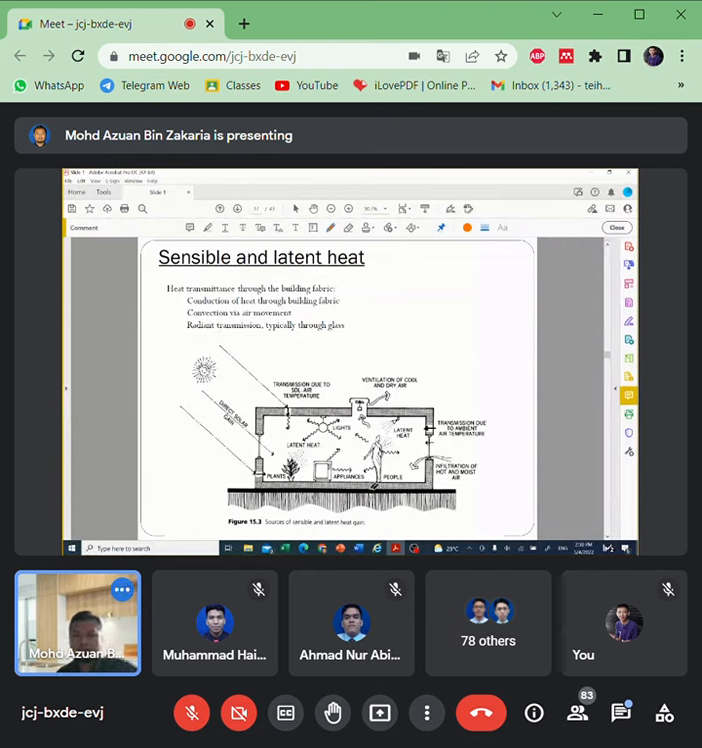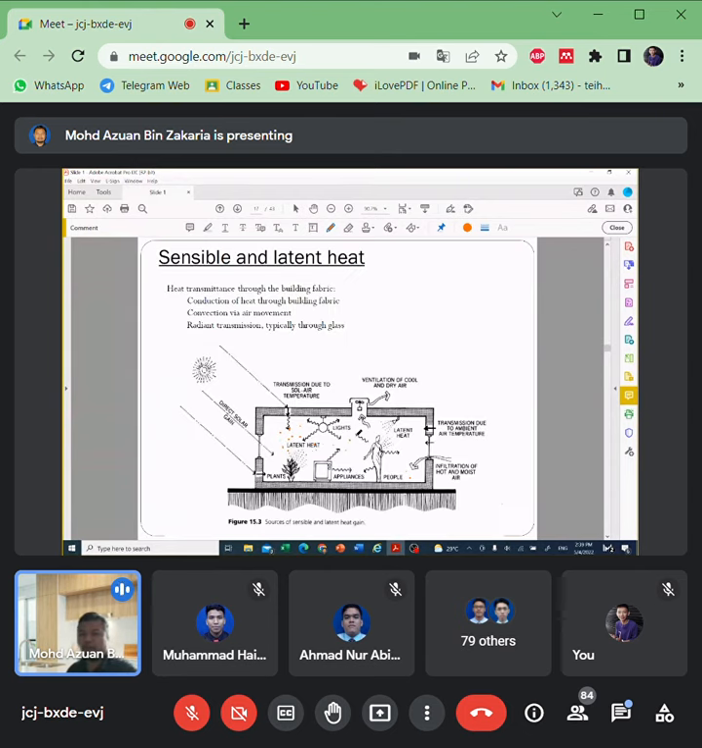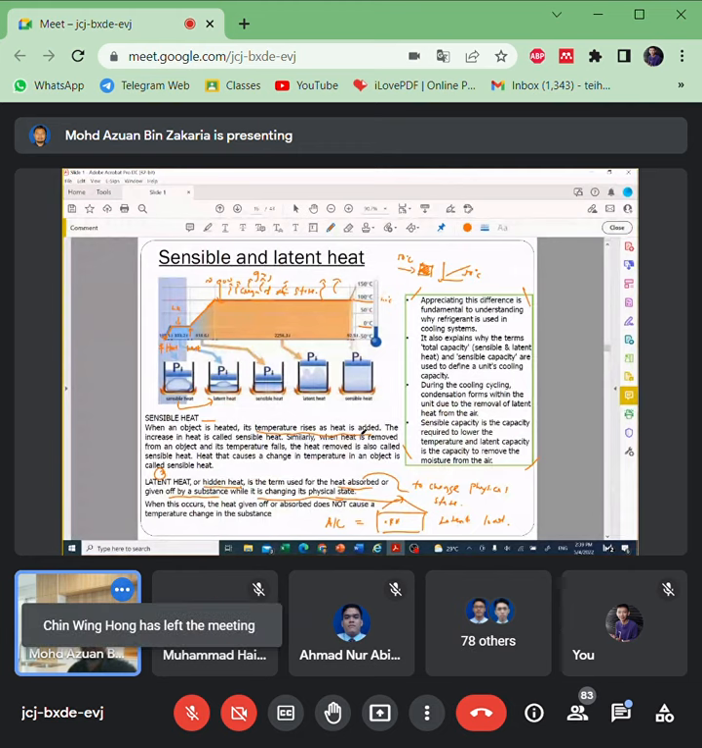Okay, so latent heat comes from the air, okay? Hot air or humid air. And people also have a respiratory system that can release humidity, right? So it is a source of latent heat. Okay, I think I will stop there for types of heat transfer method and types of heat.